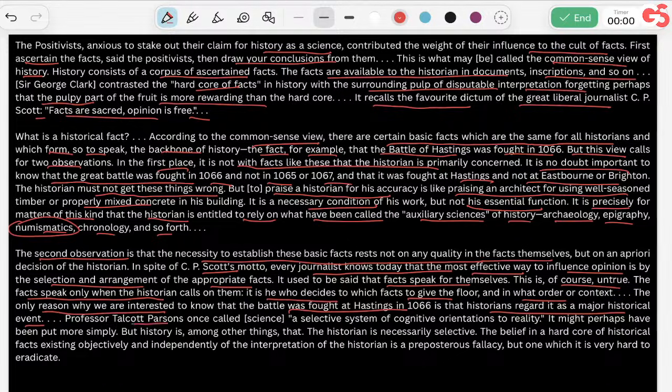Professor Talcott Parsons once called science a selective system of cognitive orientations to reality. It might perhaps have been put more simply, but history is, among other things, that. The historian is necessarily selective. The belief in a hard core of history, historical facts existing objectively and independently of the interpretation of the historian, is a preposterous fallacy, but one which it is very hard to eradicate.